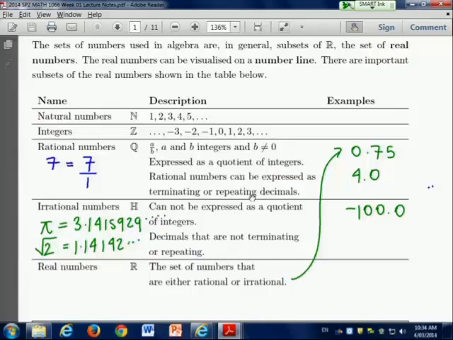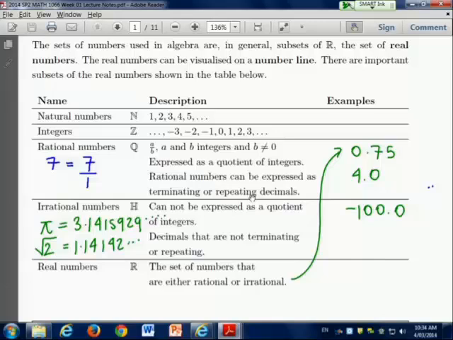Can you give an example of an integer that is a natural number? 1. Perfect. Anything that's a positive integer is also a natural number. Can you give an example of an integer that is a rational number? Oh, there's one up there already. 7. 7 on the left is an integer, and on the right I've written it as a rational number.